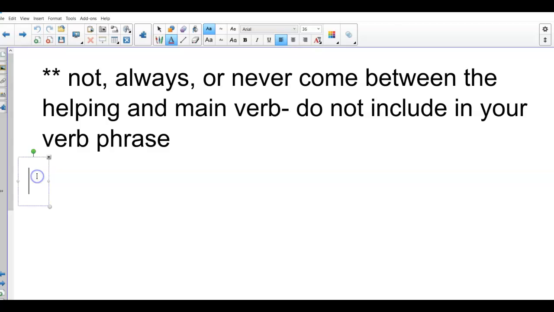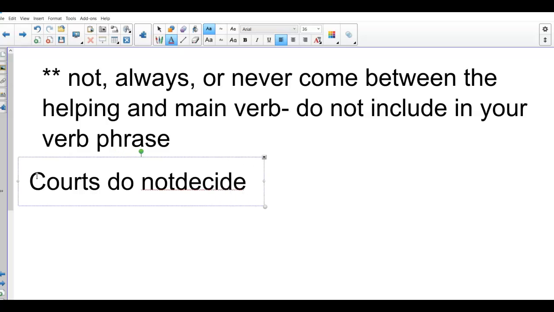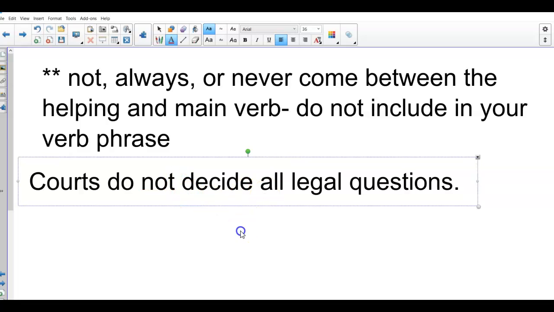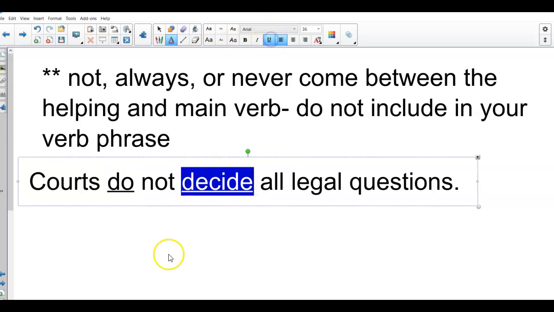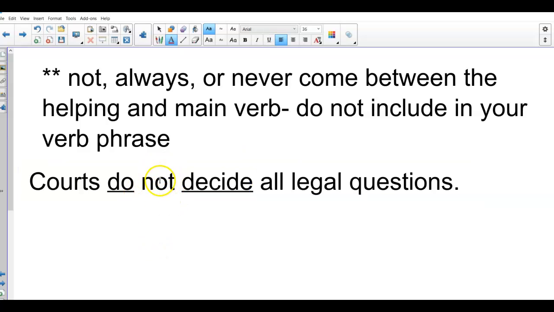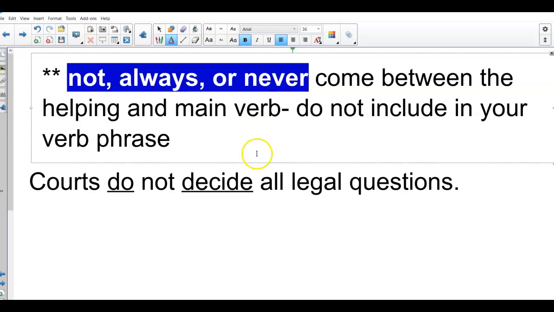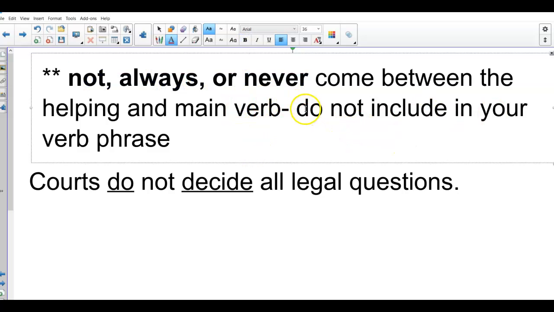Okay, so let me give you an example. I could say courts do not decide all legal questions. Okay, so this could be my sentence. Do is a helping verb. Okay, so I'm going to underline it. And decide is my main action verb. But in between them, I have the word not. I'm not going to underline the word not. Why? Well, because these words right here are not counting towards your verb phrase.